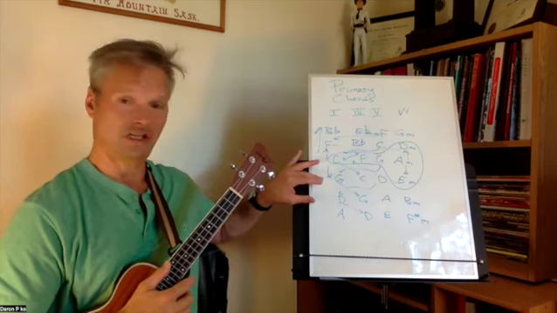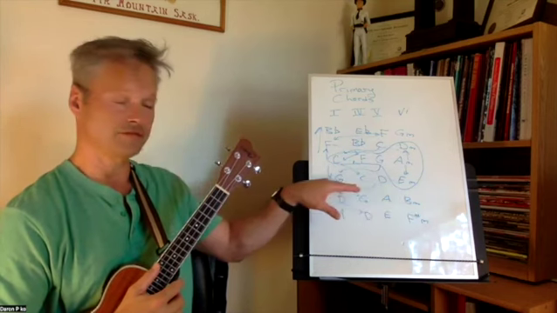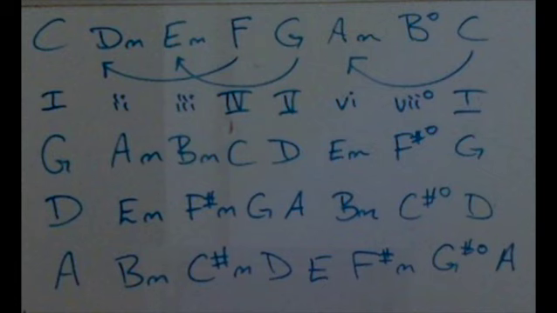In G, the relative minor was E minor, but C's relative minor, the A, comes along, and so does D's. So the 2 is A minor, the 3 is B minor, then C and D are the 4 and 5, E is the relative minor. So you can play in G, with A minor, B minor, C, D, E minor, and G.